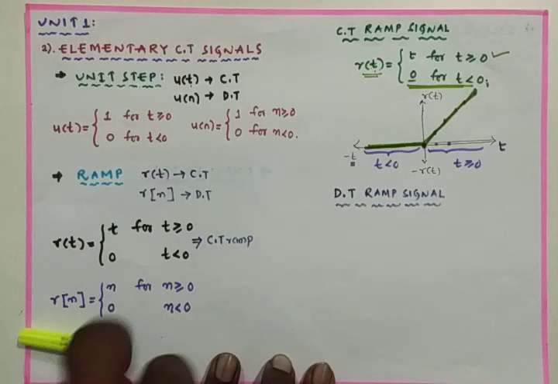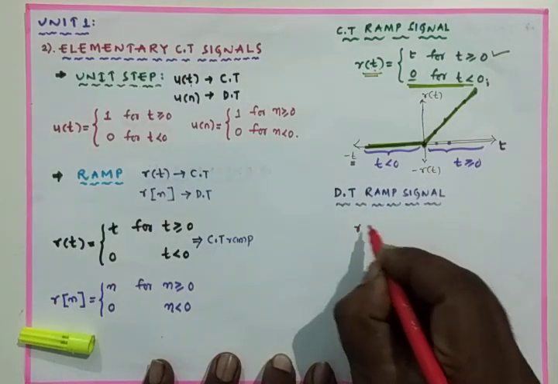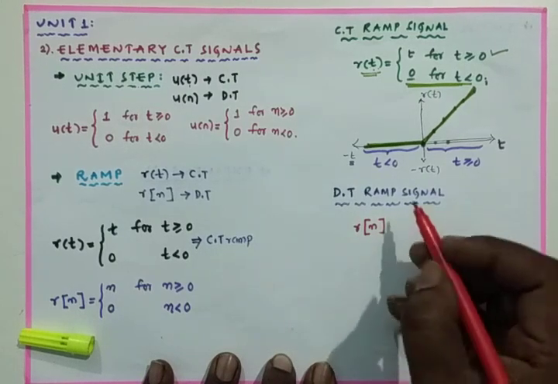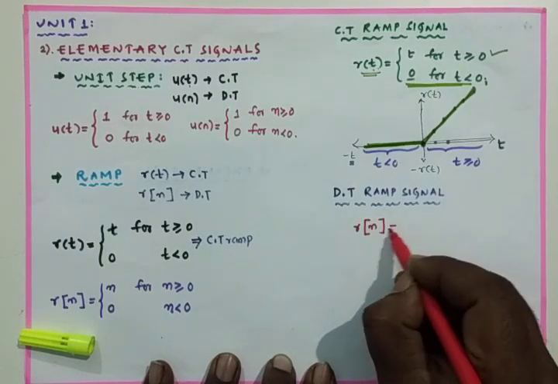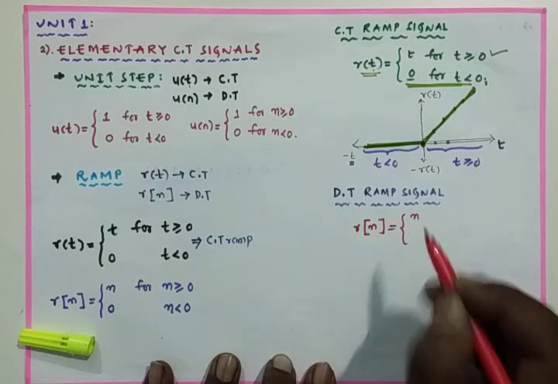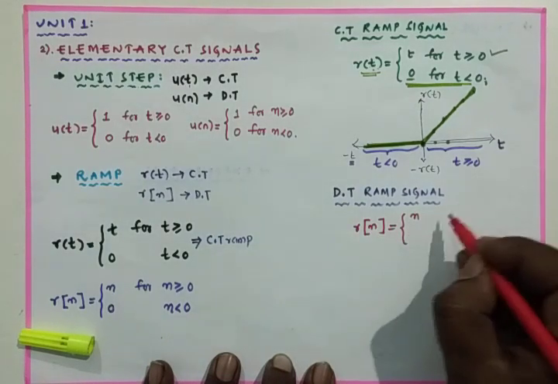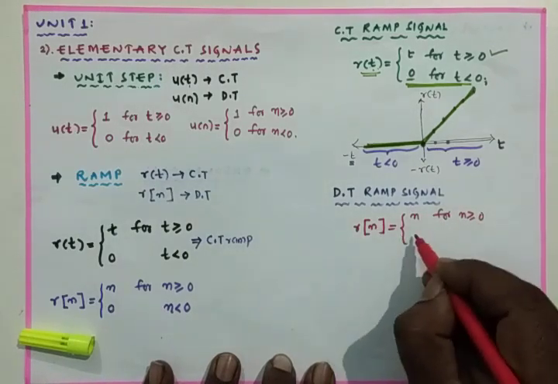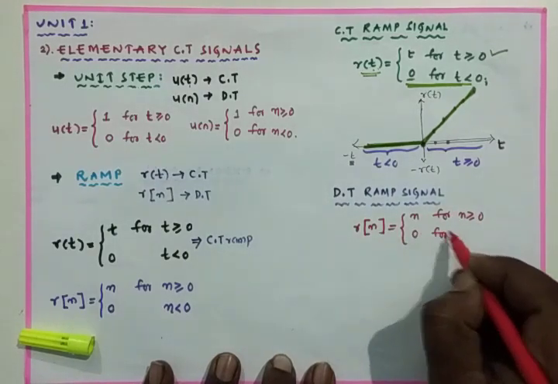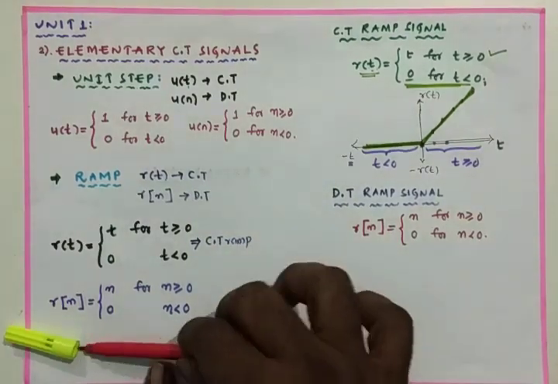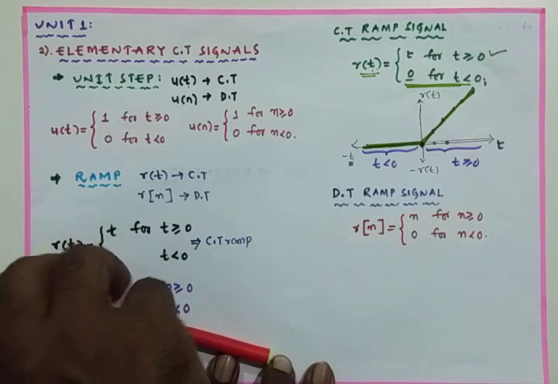ramp signal, that is r of n is equal to, r stands for ramp, and r of n. By seeing the n, we should understand that it is discrete time and n is an integer. R of n is equal to n for n greater than or equal to 0, and r of n is equal to 0 for n less than 0. So that we can plot the discrete time ramp signal now.